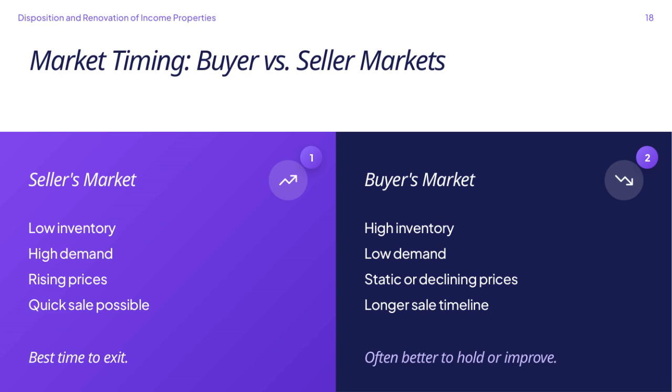On the flip side, a buyer's market is characterized by high inventory and low demand. This means there are many properties available, but fewer buyers interested. As a result, prices tend to remain flat or even decline, and properties may take longer to sell. In these conditions, it often makes more sense to hold on to your property or focus on improving it rather than selling immediately. Understanding these market conditions is crucial when deciding whether to sell or renovate income properties.